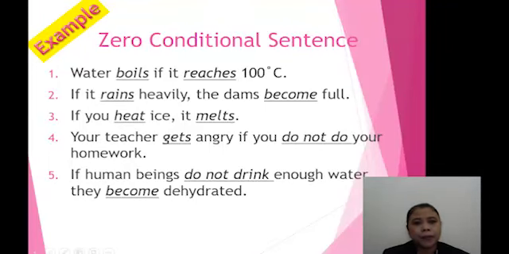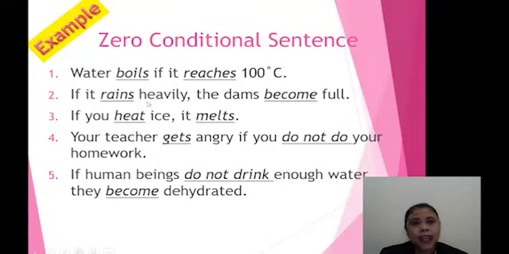Let's see the example. Number 1. Water boils if it reaches 100 degrees Celsius. Because water is a singular subject, the verb must be added with s. It here is a singular subject, so reach here must be plus s. Do you understand? Okay, now let's go to the second example.